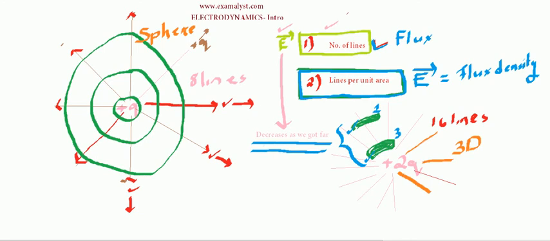This type of electric field lines is called a diverging electric field. Why is it called diverging electric field? Because the electric field lines start from a point, that is the charge, and go till infinity, that is, they diverge.